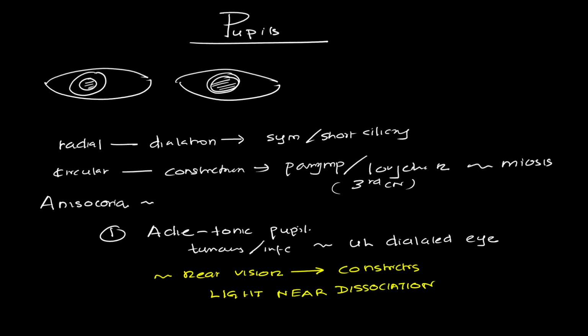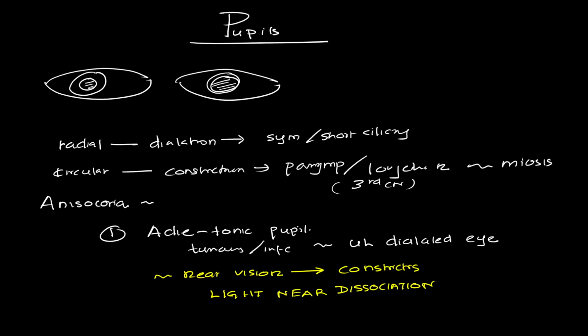Given this, you can come to a conclusion that this is actually an Adie's tonic pupil, with a unilateral dilated eye. The problem is in the ciliary ganglion, which gives rise to the parasympathetic nerves that lead to miosis. So it is not working.